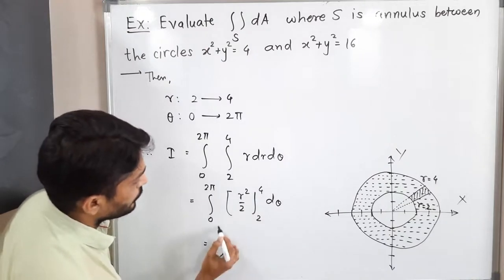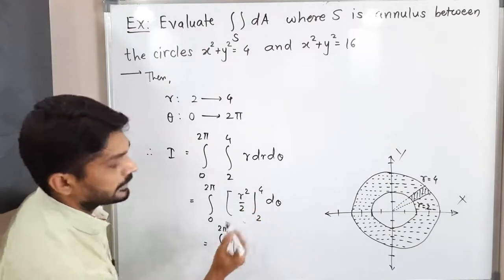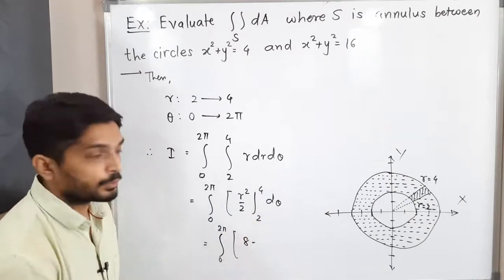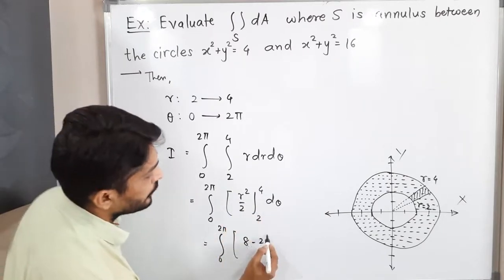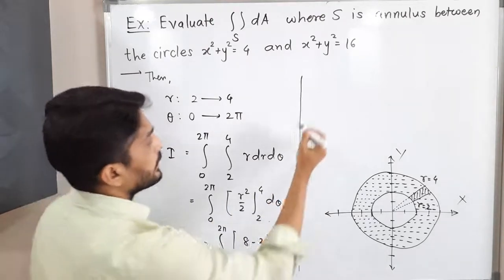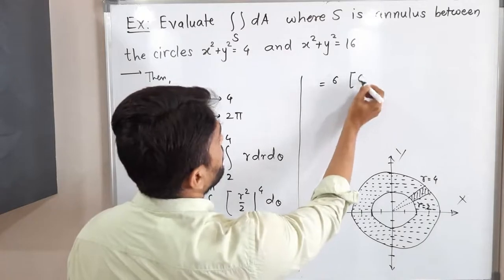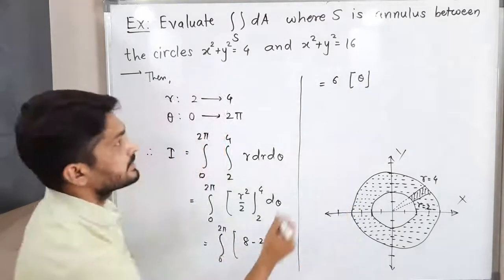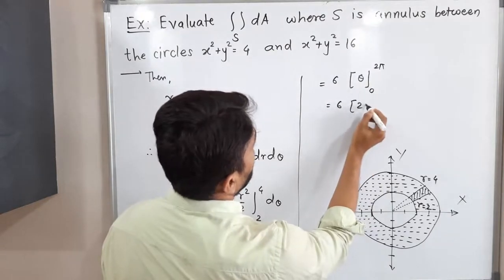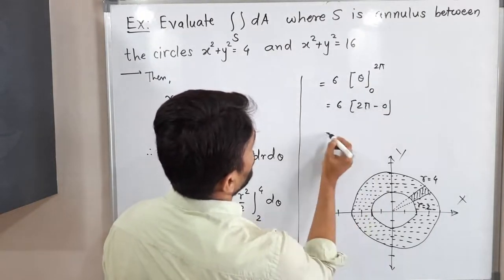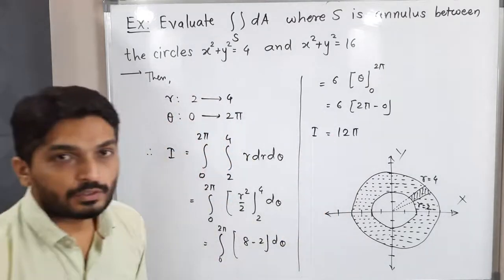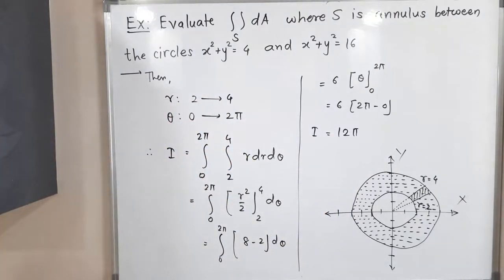From 0 to 2 pi, I will put 4 first: 4 square is 16 by 2, 8, minus, I will put 2: 2 square is 4 by 2, 2. So d theta, and 6 will come outside. The integration of d theta is theta only, with limits 0 to 2 pi. If I put the upper limit, we have 2 pi, and the lower limit gives 0. So the answer is 12 pi. The value of the given integral is 12 pi.